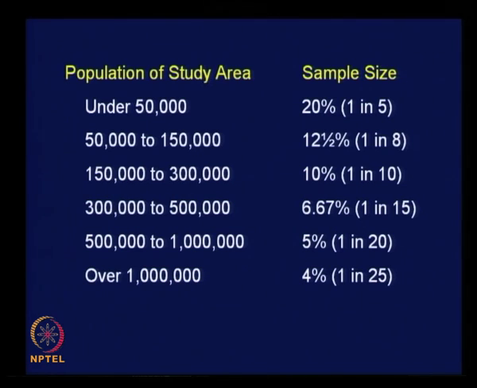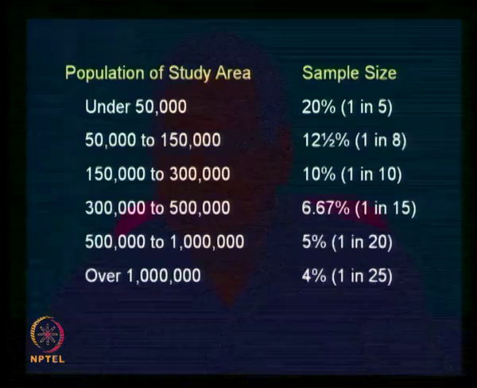Can you justify the smaller sample for larger population? How do we accept this proposal? What is the basis on which they have given these percentages? Why 20% for a very small city and just 4% for large cities with a population more than a million?